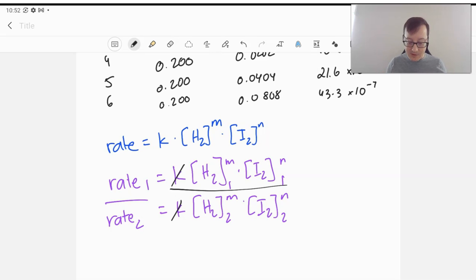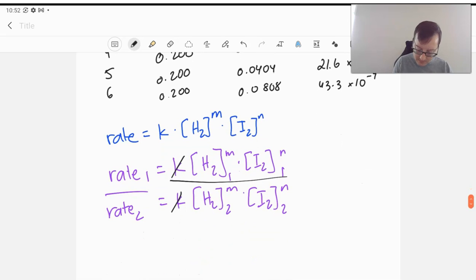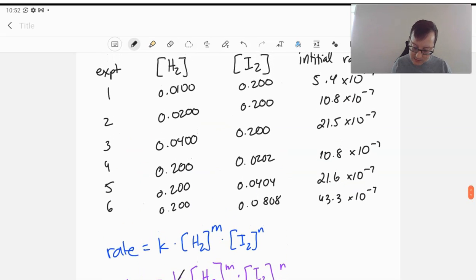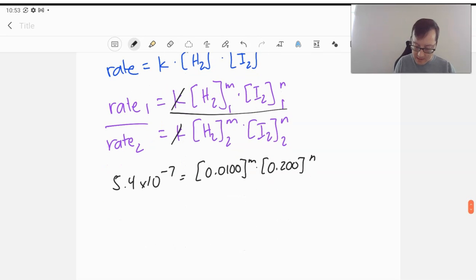So if you plug in the numbers, the rate for experiment 1 is 5.4 times 10 to the negative 7. Our concentration of hydrogen is 0.01 raised to the n power times 200 to the n power. Again, these are placeholders so that we figure out our coefficients. Our second rate was 10.8 times 10 to the negative 7 from the data table.